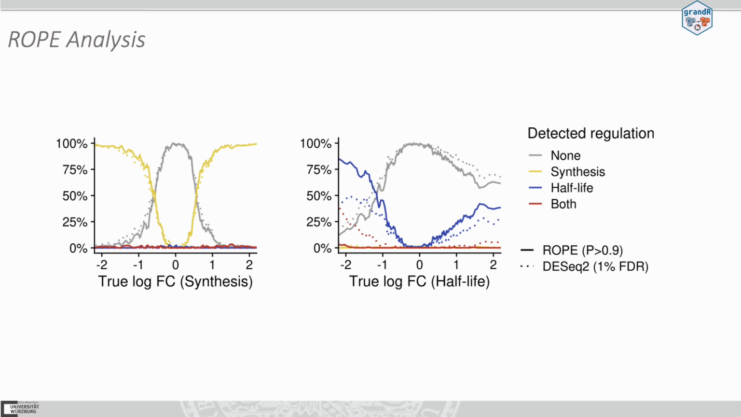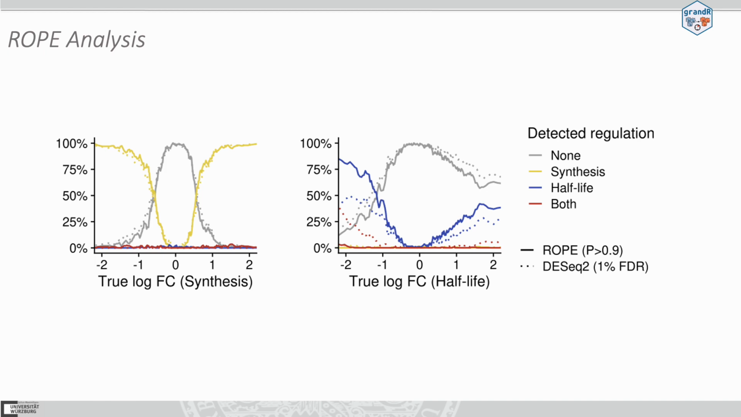Next, we used the ROPE analysis, so regions of practical equivalence, to quantify significant changes of degradation or synthesis with our approach. We compared it with DESeq2 for new and old RNA. So in these line plots, we see the bins of the genes over the log-fold change of synthesis or half-life. The lines show the percentage of genes in a bin with detected regulation. So first we looked at the simulated data with perturbed synthesis. Here we see that ROPE and DESeq2 showed similar sensitivity and specificity. So both only detected changes in synthesis. So here the yellow line.